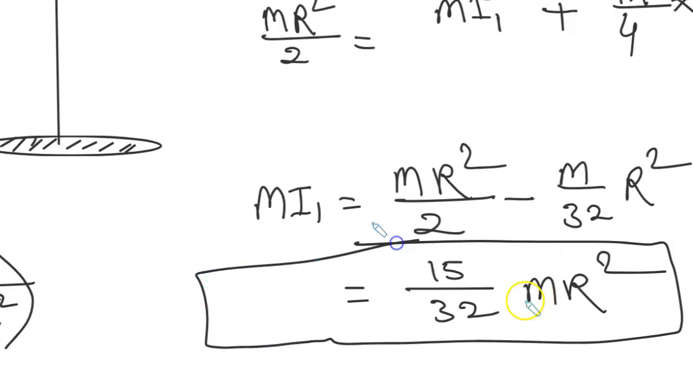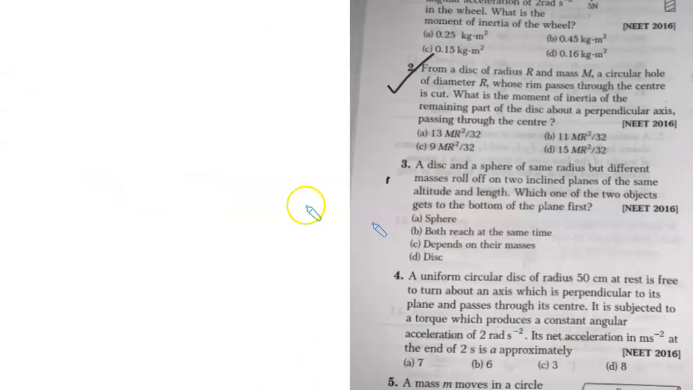Just see the answer. It is basically about rolling motion. A disk is there, and a sphere, and the sphere has the same radius as the disk.